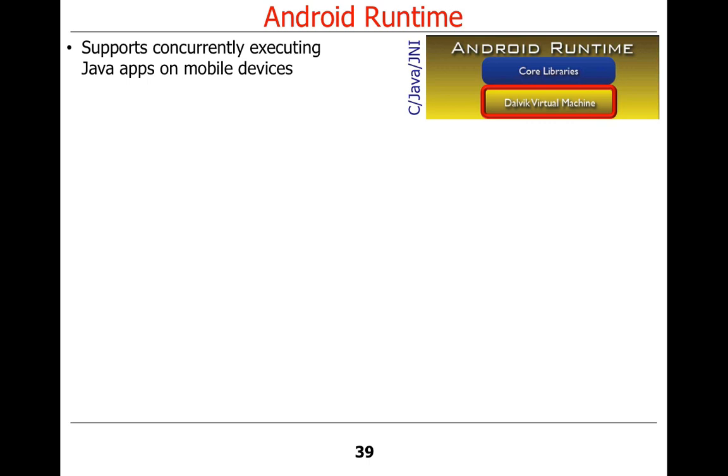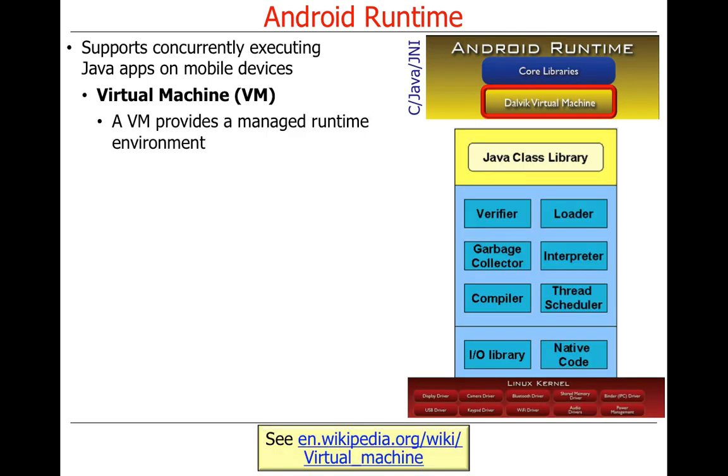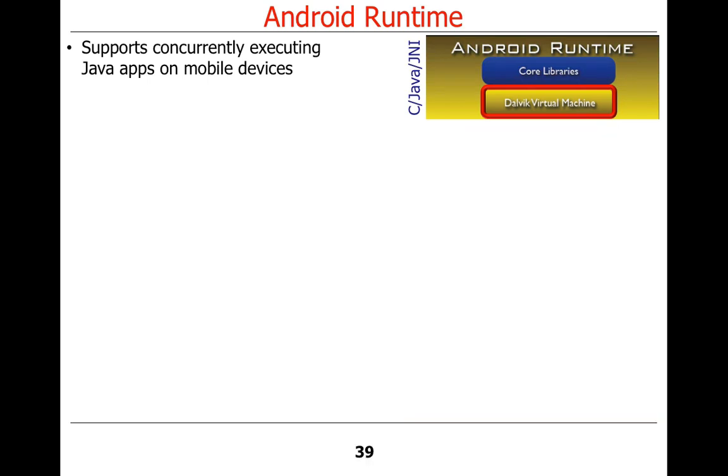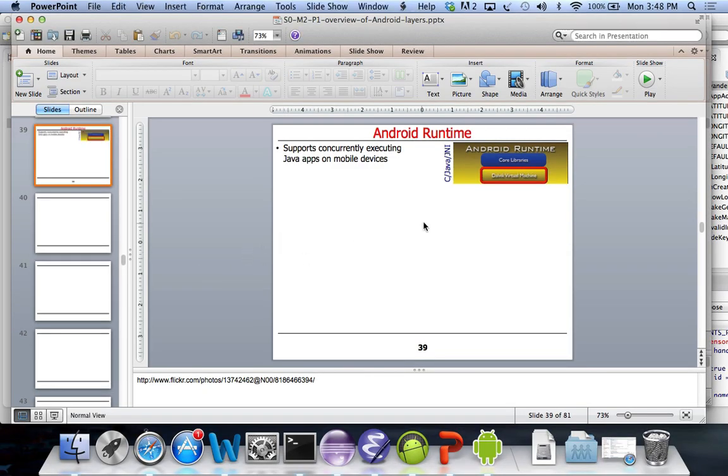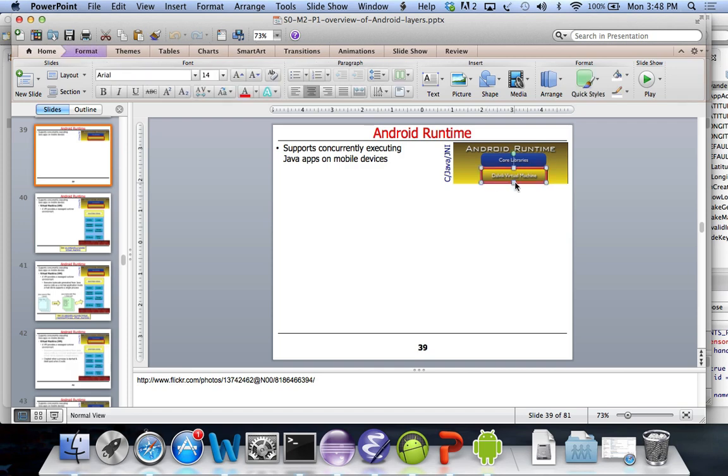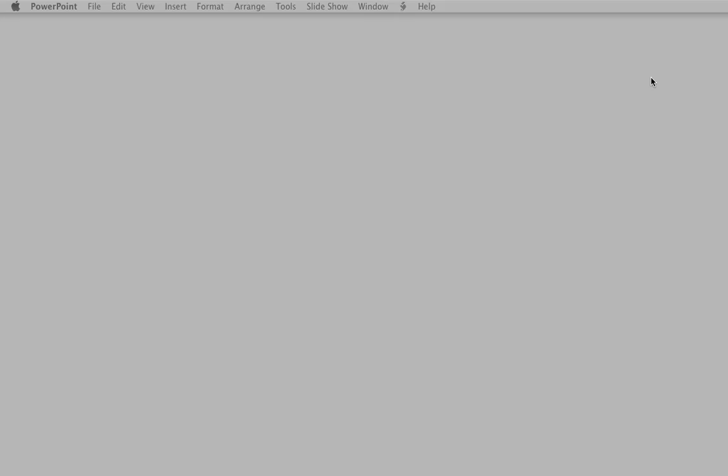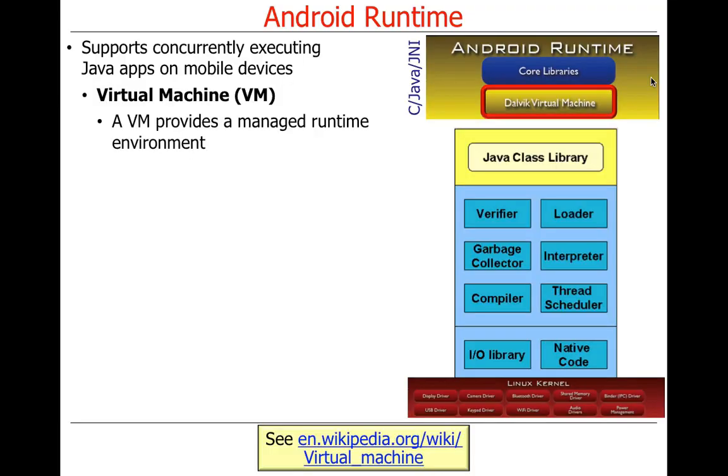The Android runtime basically is used to support concurrent execution of Java applications on mobile devices. So this is really important for our purposes. The bulk of what we're going to cover is covered here. The first part in this thing is actually, oops, let me zap something real quick. The first thing we're going to talk about is its support for virtual machines.